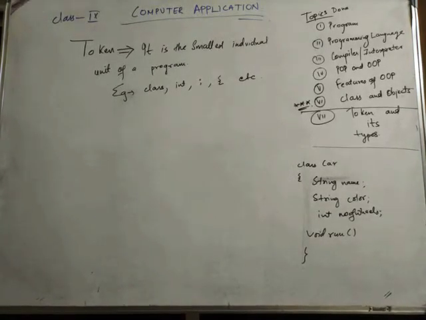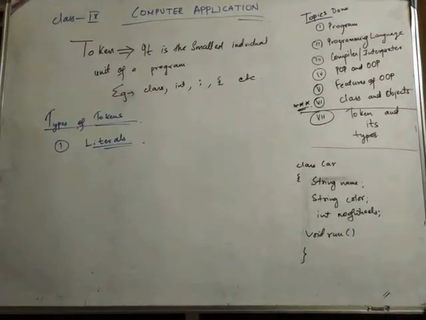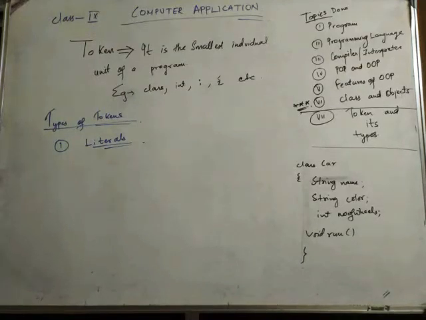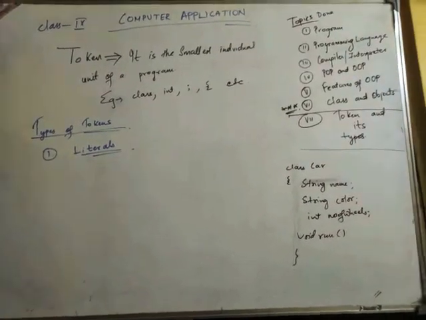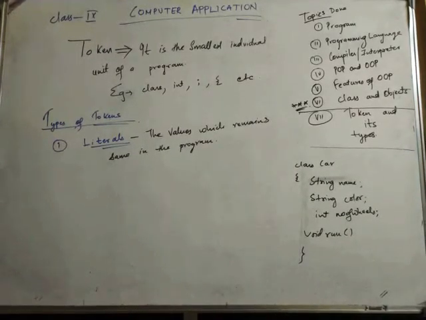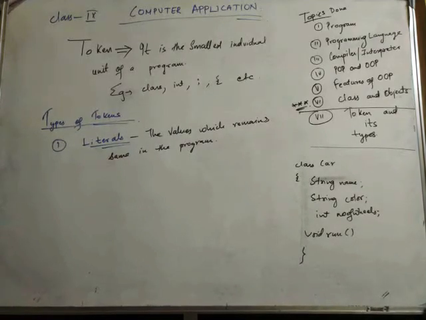So the first one is termed literals. So literals means what? They are constant values which remain the same in a program. They are called literals. The values which remain the same in the program are called literals. Okay, understood?